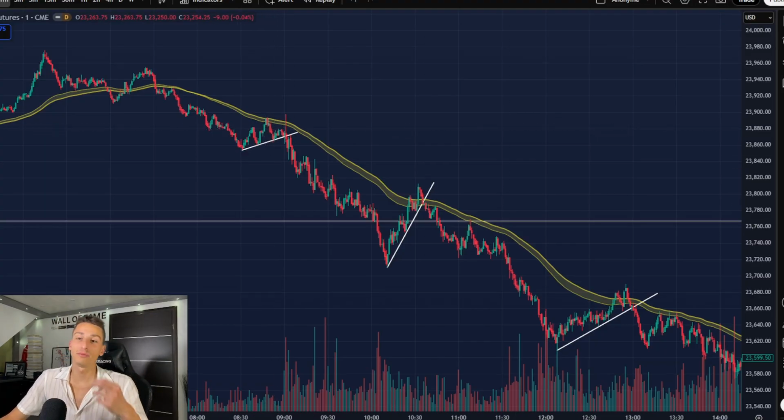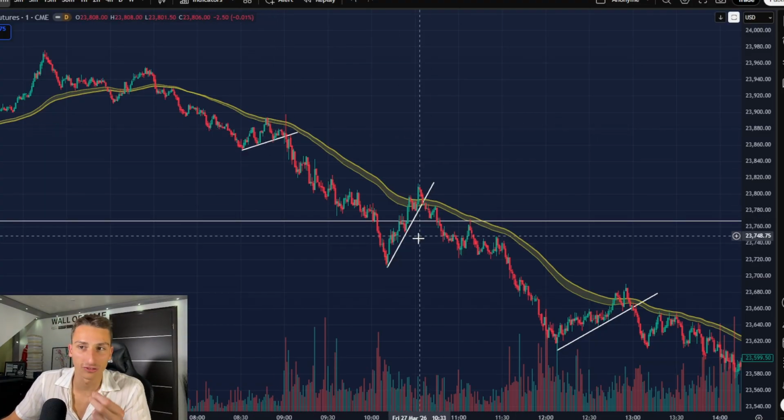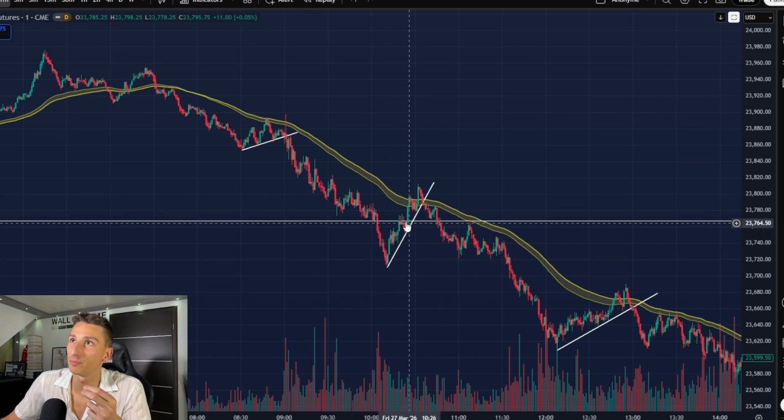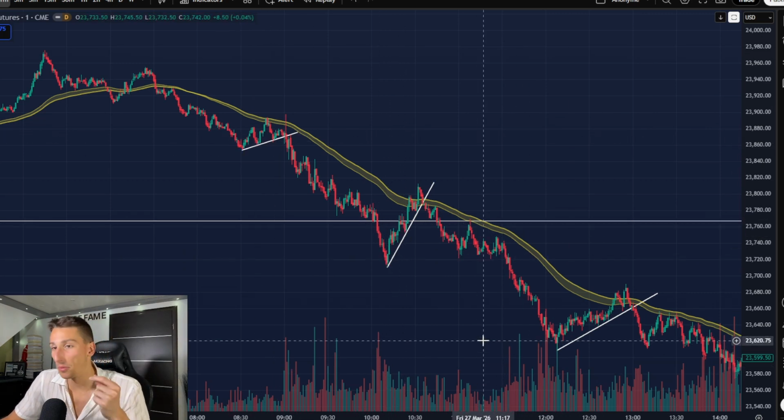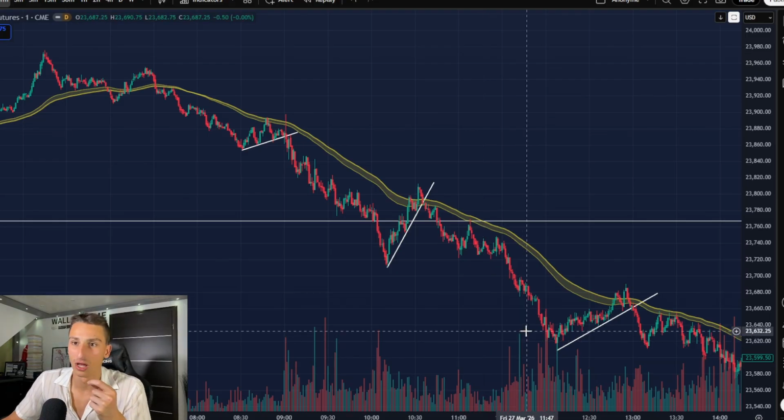One of the common mistakes is trying to buy the dip right there. Inside a bear flag, you're just fighting the trend. That's a common mistake from beginner traders, so you need to be careful with it.